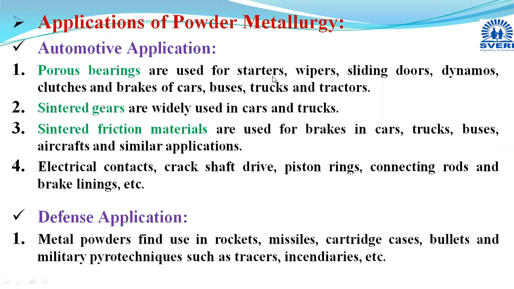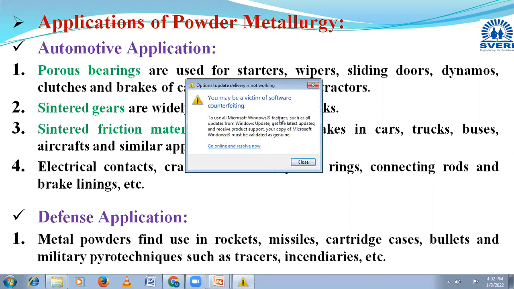Porous bearings are used for starters, then wipers on your vehicle, sliding doors, then dynamos, then clutches and brakes of different vehicles like cars, buses, or even trucks and tractors. These are heavy vehicles also. We are using these porous bearings only.